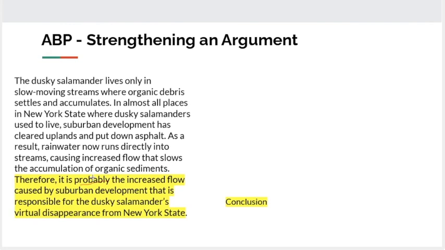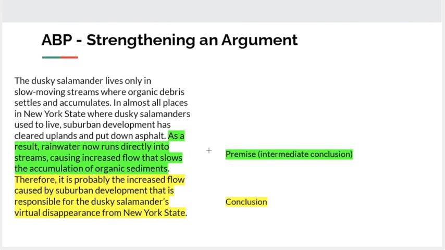As for the premise, one premise here we can identify more specifically as an intermediate conclusion. What does that mean? Well, it's sort of a semi-conclusion drawn on the basis of a previous premise. So as a result of what was stated in the previous sentence, rainwater now runs directly into streams, causing increased flow that slows the accumulation of organic sediments. The reason it isn't a conclusion is that it's not what the whole passage is trying to argue for.